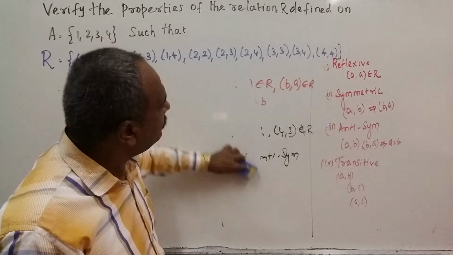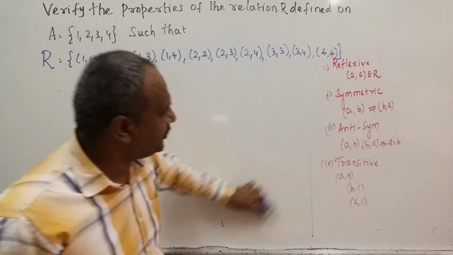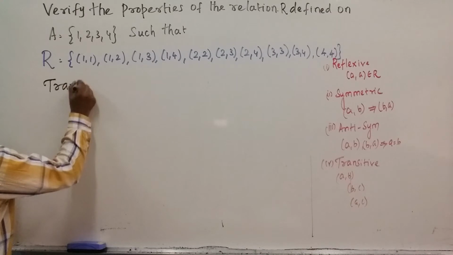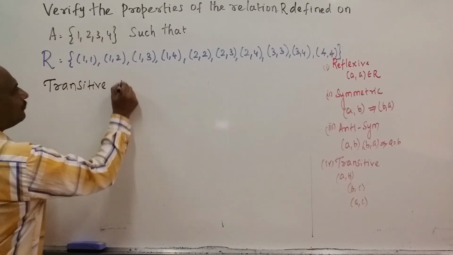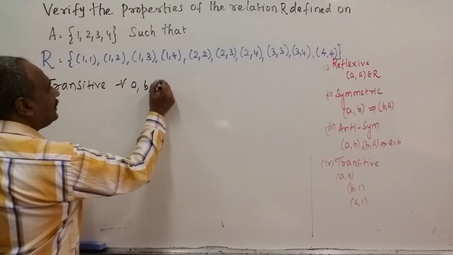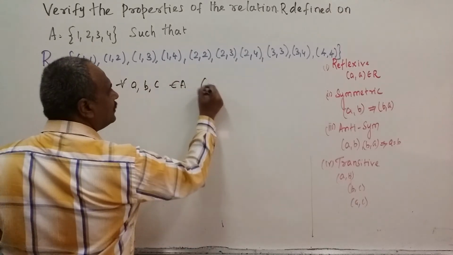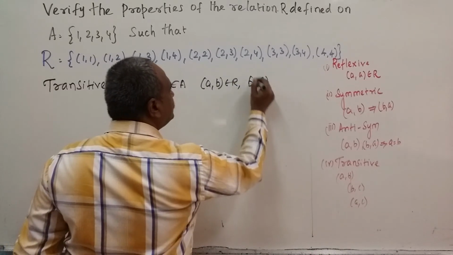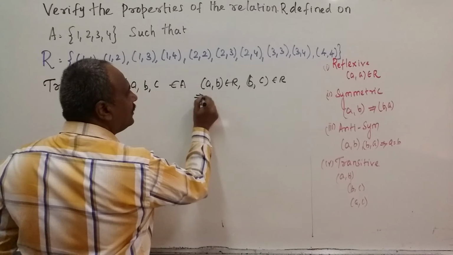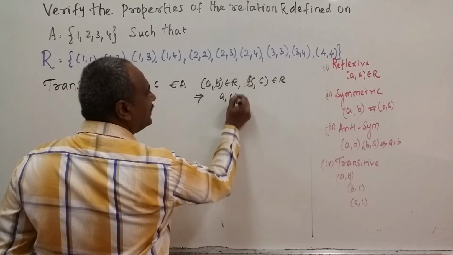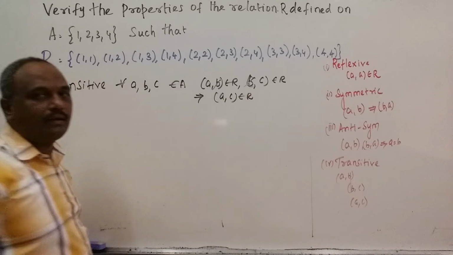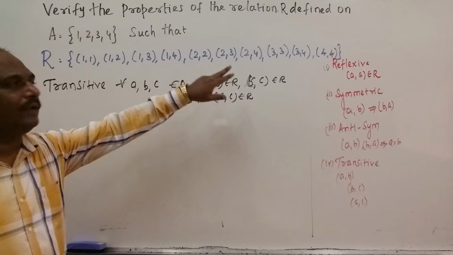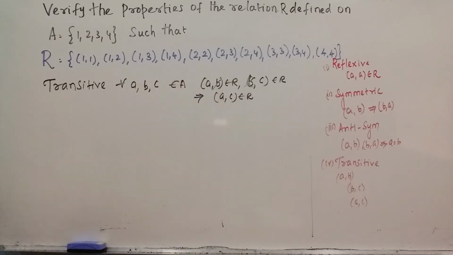What is the meaning of transitive? We have given the condition. I am going to take 3 terms. For all a, b, c, if (a, b) belongs to R and (b, c) belongs to R, it implies (a, c) belongs to R. Again, we can exclude the reflexive terms. We are going to check for the other numbers.